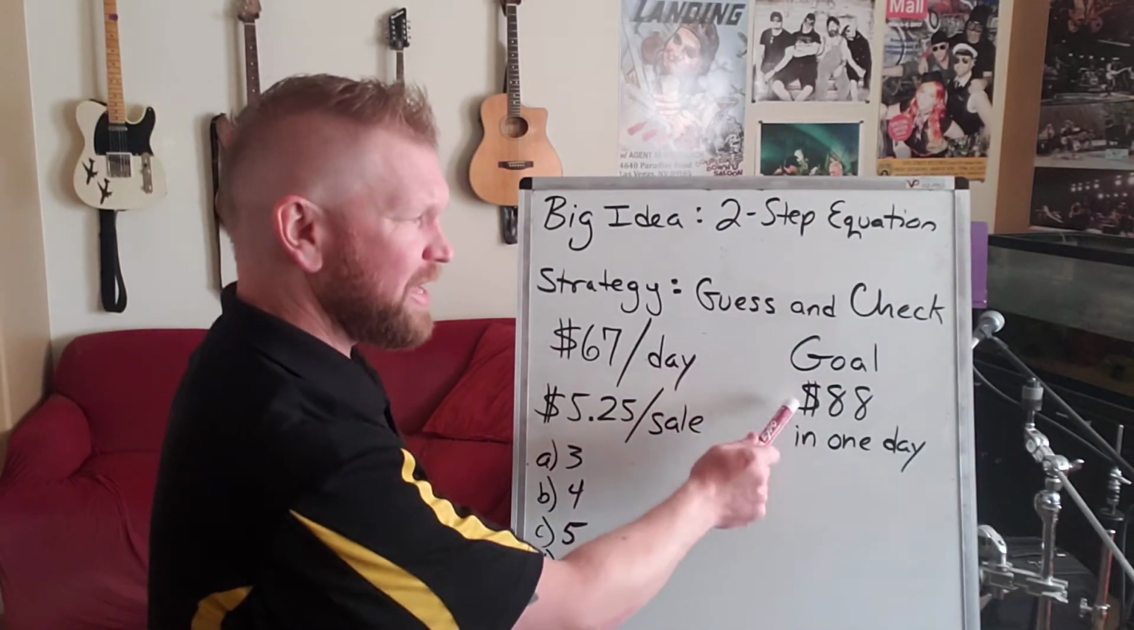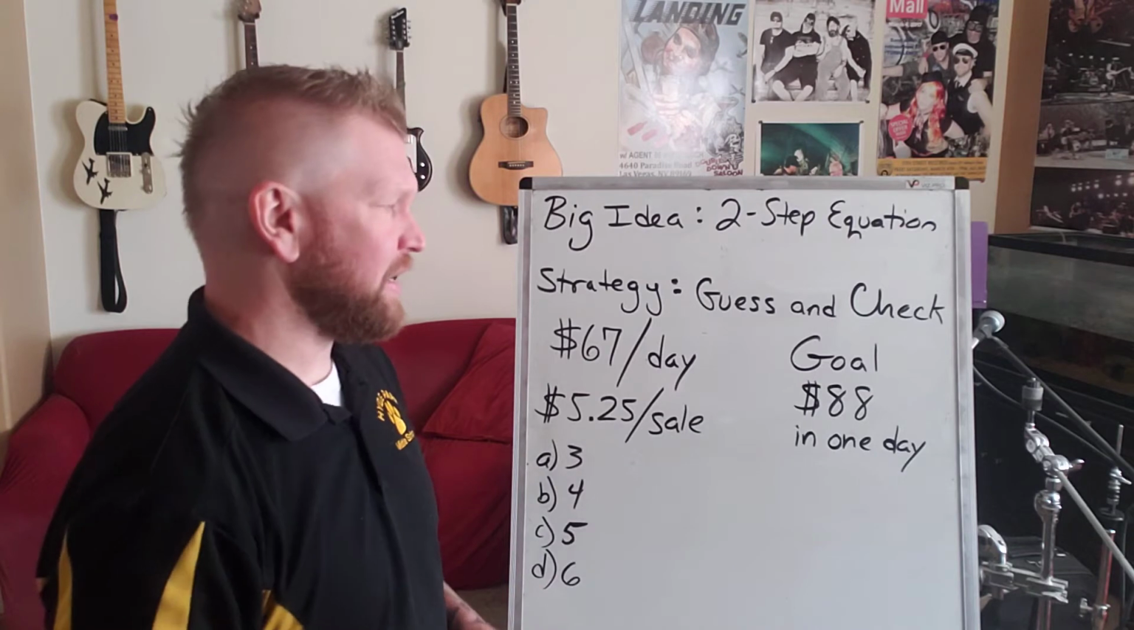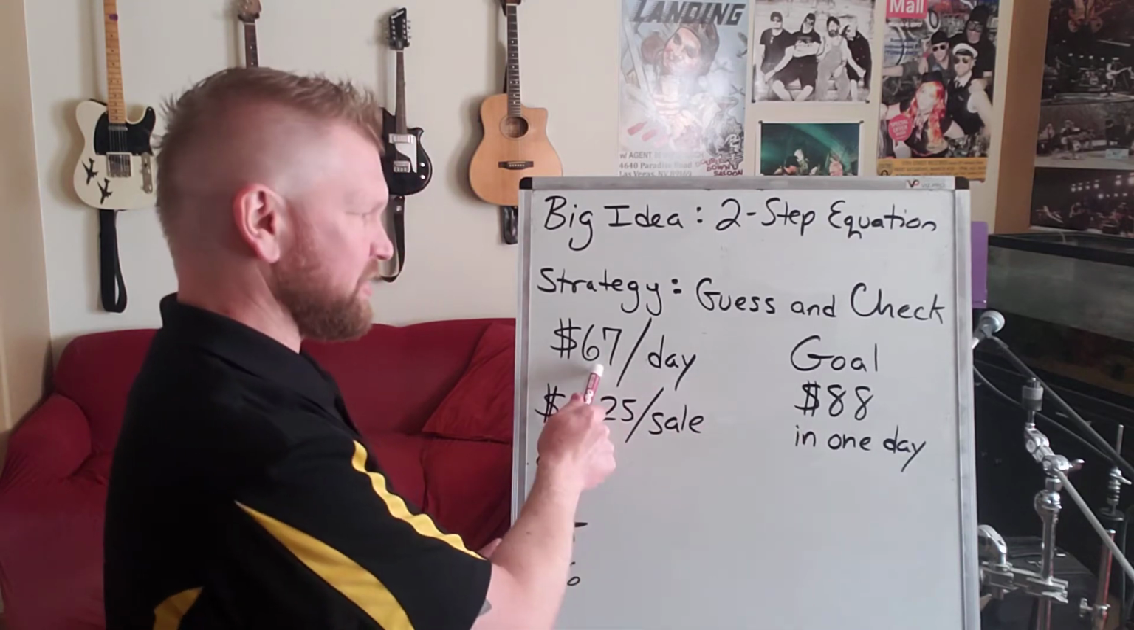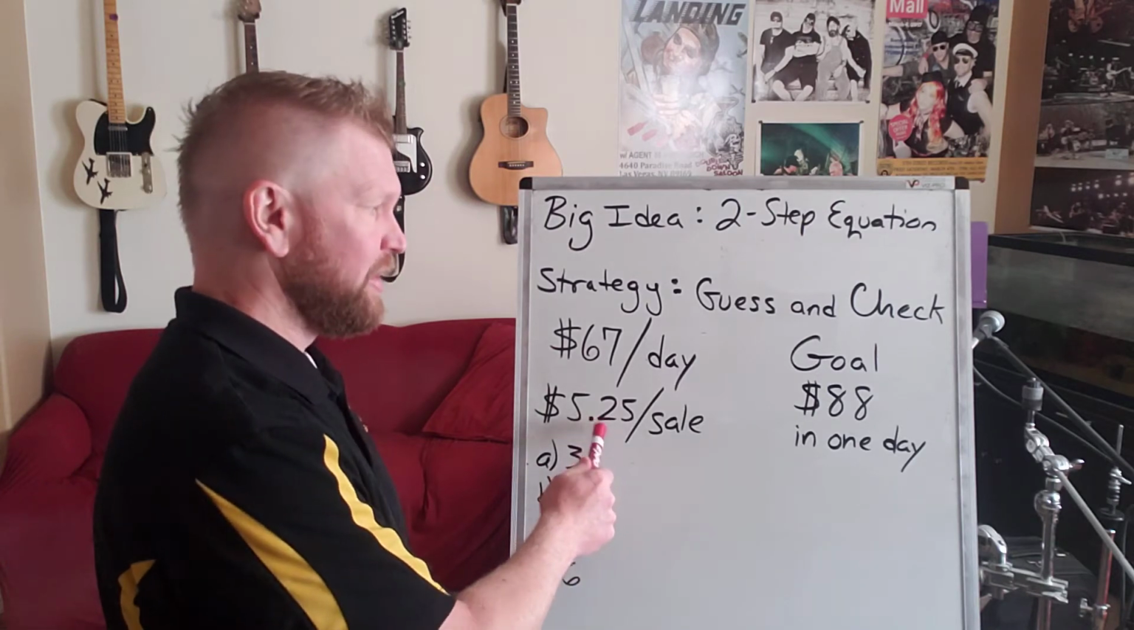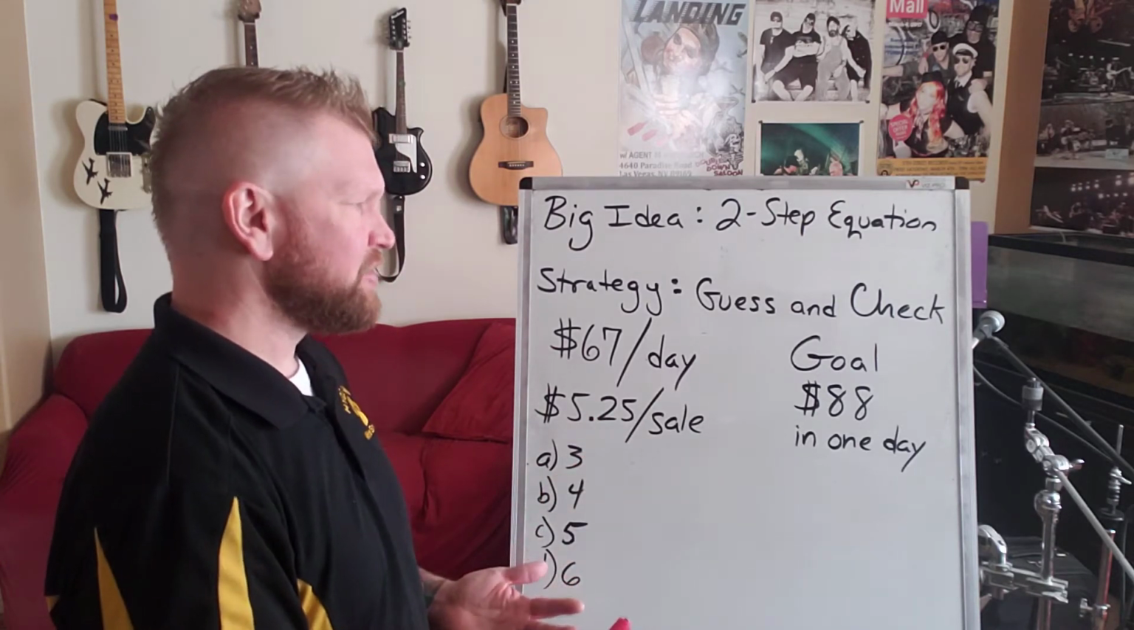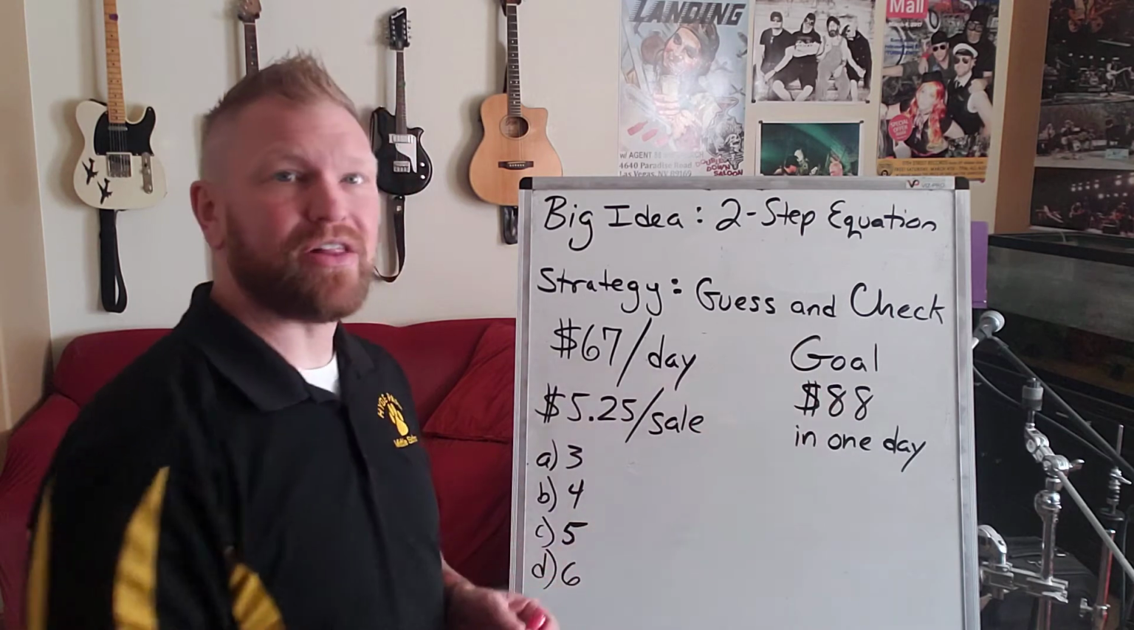Now, if the goal is to make $88 in one day, you know that in that day you're going to get $67, plus you're going to get more money. You're going to get money for each time you make a sale. So how many sales do you need to make so that it will be a total of $88?